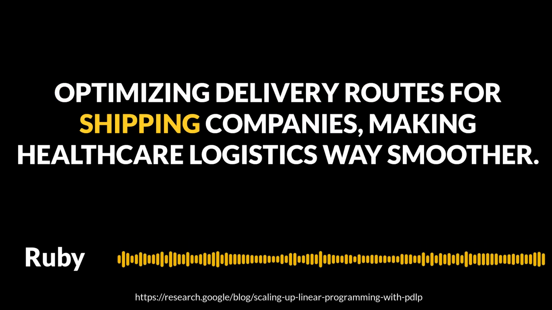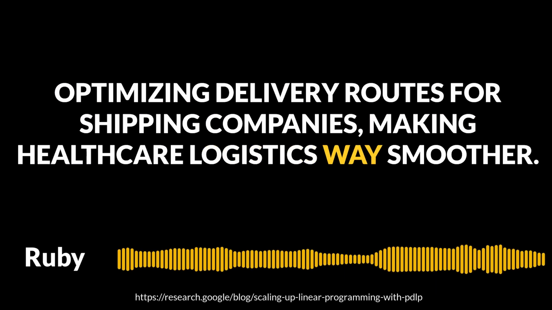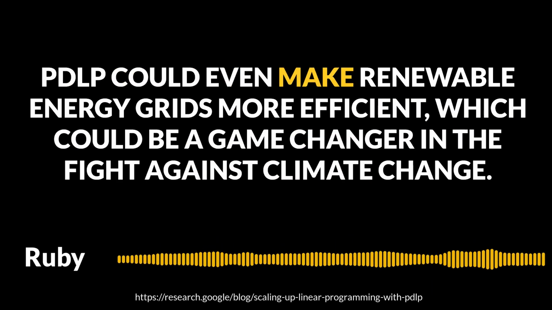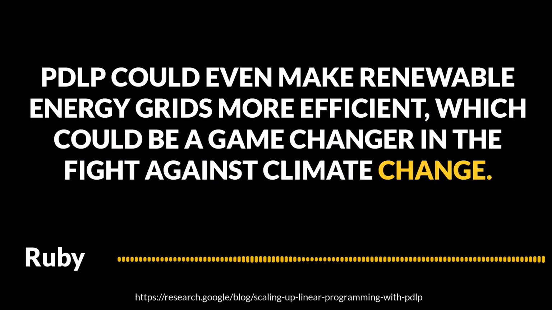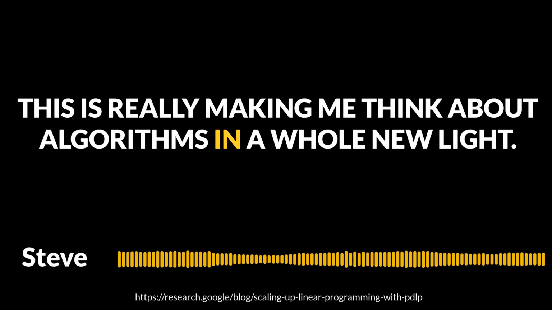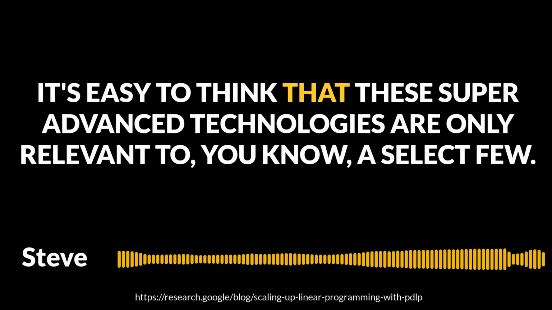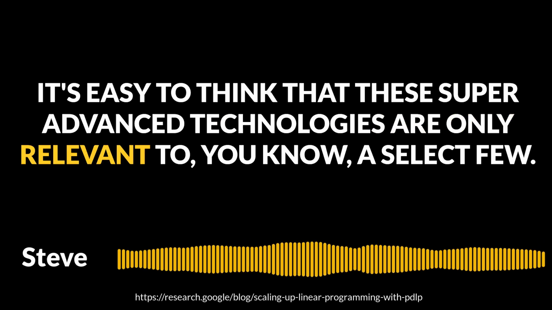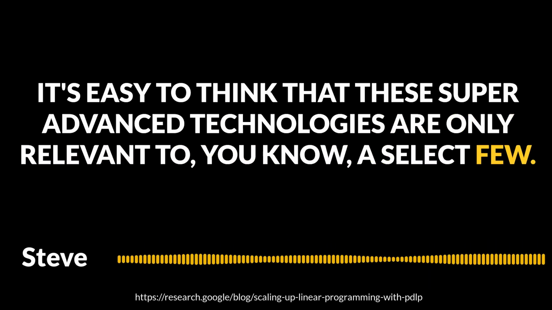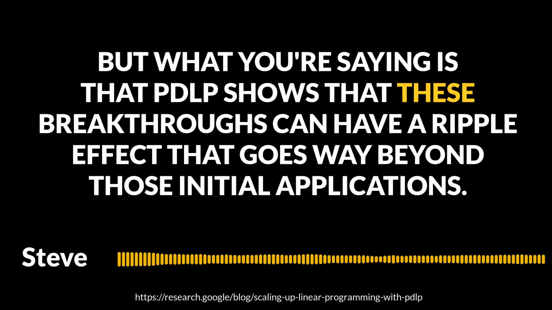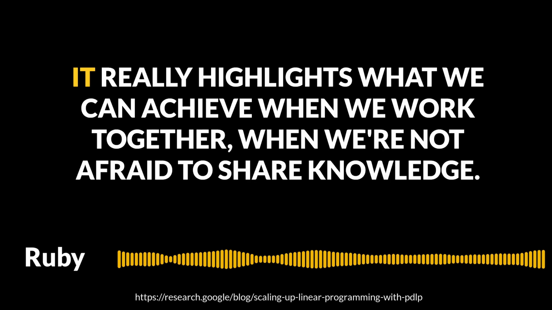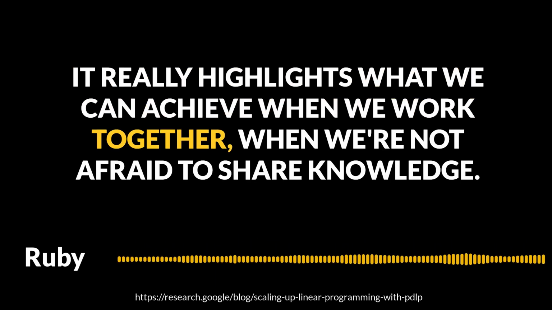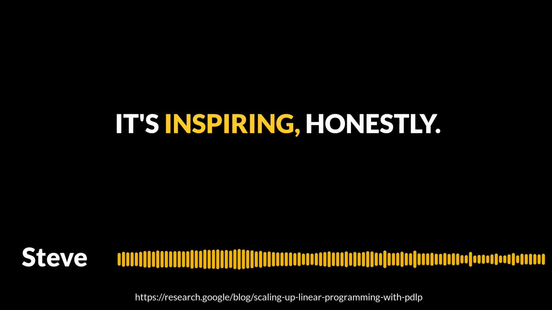Think about it. Optimizing delivery routes for shipping companies, making healthcare logistics way smoother. PDLP could even make renewable energy grids more efficient, which could be a game changer in the fight against climate change. This is really making me think about algorithms in a whole new light. It's easy to think that these super advanced technologies are only relevant to a select few. But what you're saying is that PDLP shows that these breakthroughs can have a ripple effect that goes way beyond those initial applications. 100%. It really highlights what we can achieve when we work together, when we're not afraid to share knowledge. That's how we make real progress. It's inspiring, honestly.